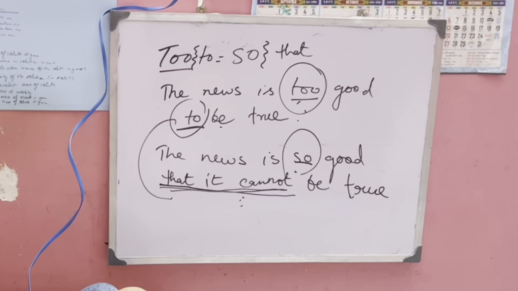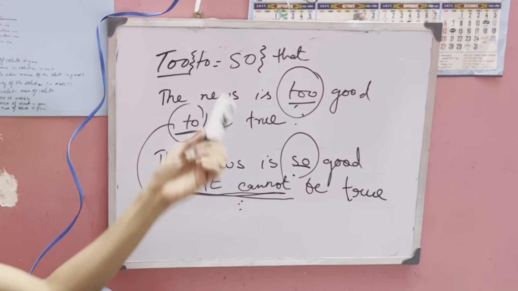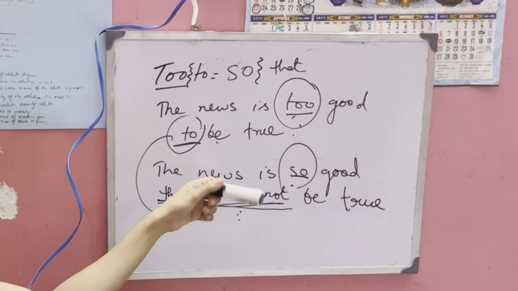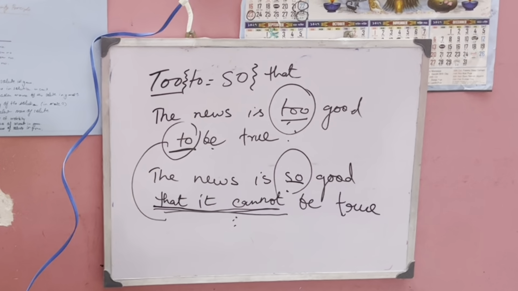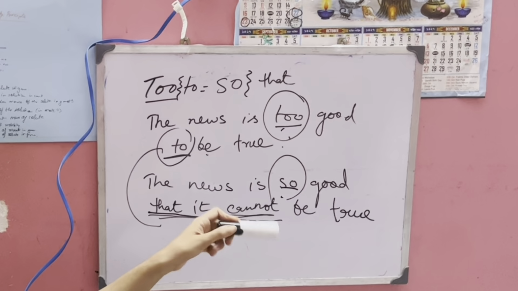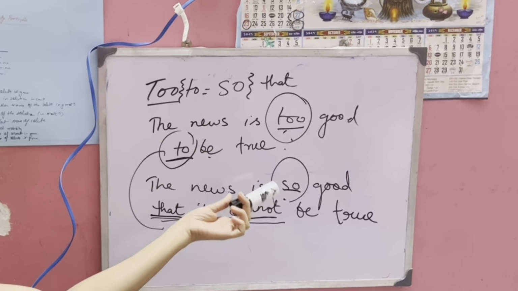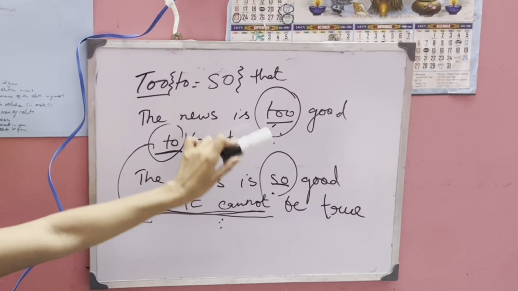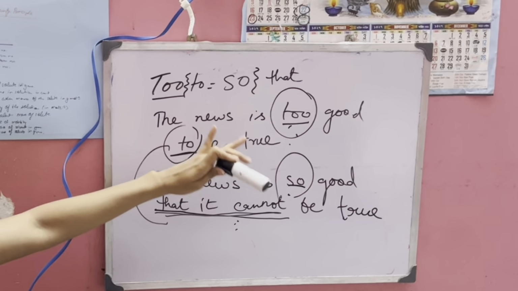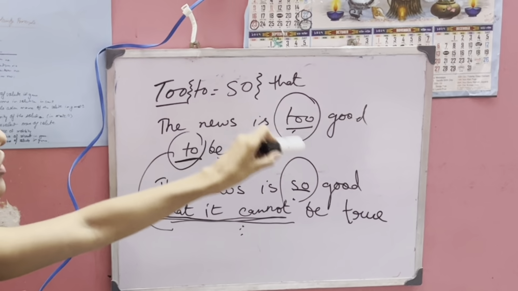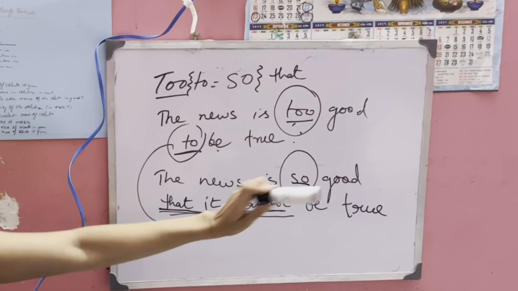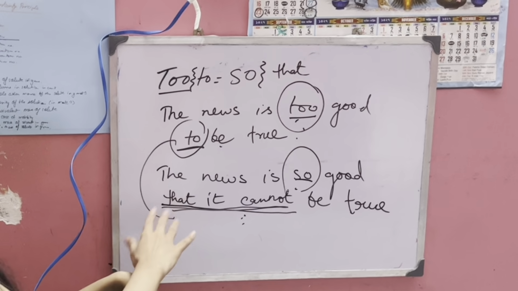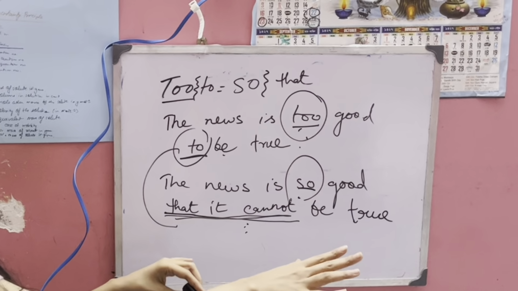In transformation of sentences, we sometimes get questions like to remove "too... to" and replace it by "so... that", or vice versa. So here is one example. The news is too good to be true. So how can we remove this "too" as well as "to"? This "too" can be replaced by "so". Can you see the rest of the things are same? The news is, instead of this "too", you're going to replace it by "so". And then this "to" is replaced by "that it cannot be true".